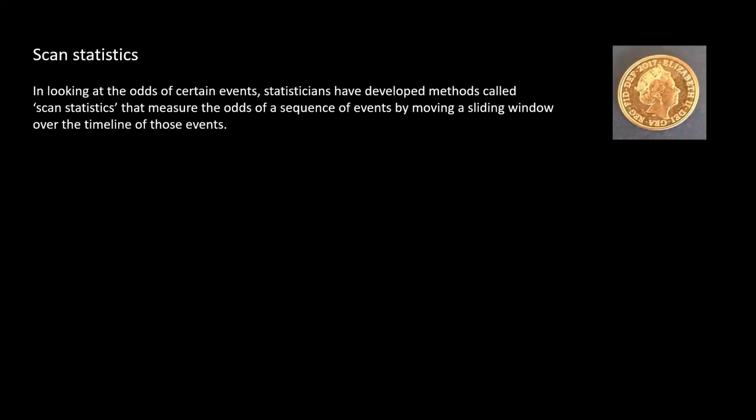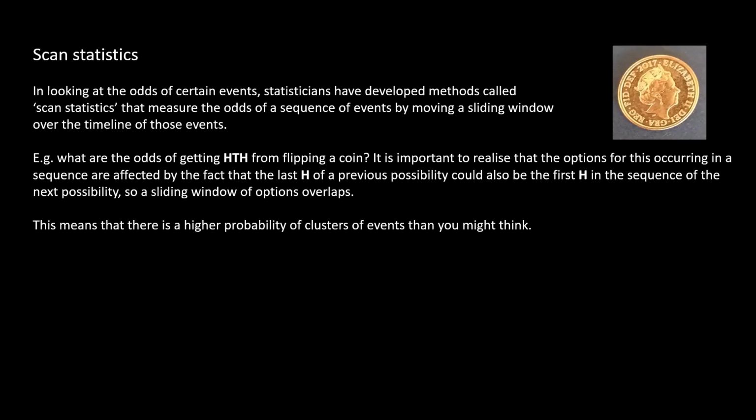So another kind of mathematics that's related to this is called scan statistics. In this sort of maths, which is to do with statistics, we consider the odds of a sequence of events occurring by moving what they call a sliding window over, for example, a timeline of events to see what the actual odds of a given sequence of events is going to be. This is a bit more complicated when you're calculating probabilities, because if you consider what are the odds of getting heads, tails, heads when you flip a coin, it's important when you're calculating those odds for a sequence that you realize that the possible last head of that sequence is the possible first head of another sequence as well. And so it's a similar idea to a super permutation. You can see this notion of overlap becomes really important.